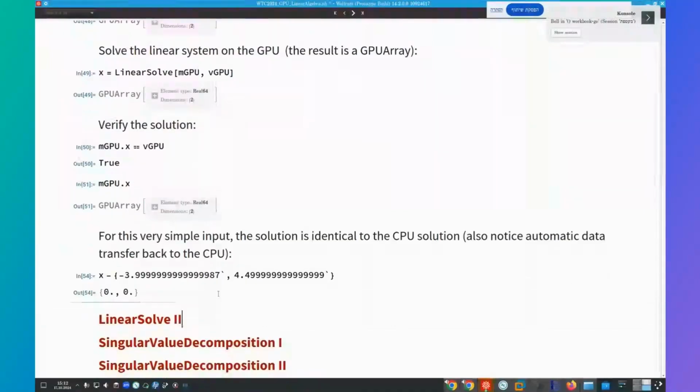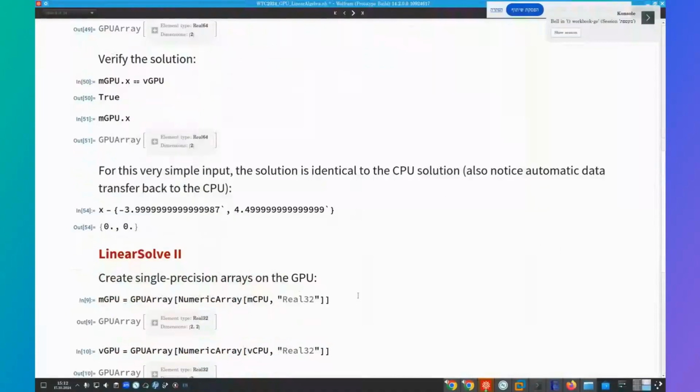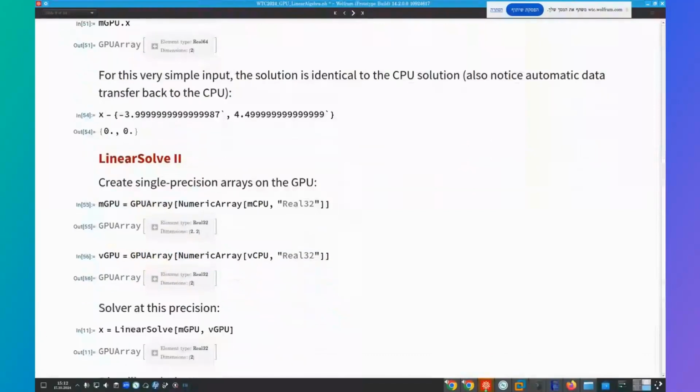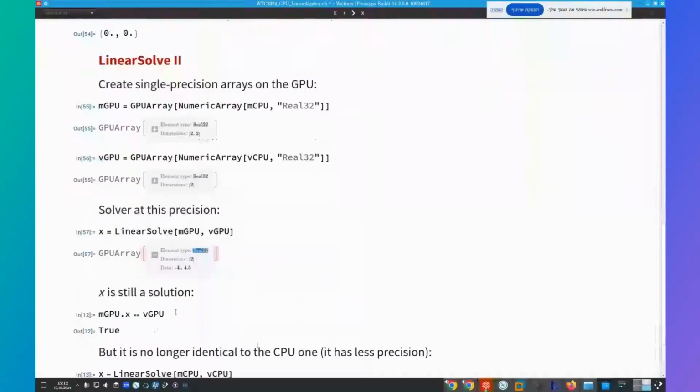Here's my second example. Now I'm going to take the same data, but first convert it to real 32 or floats. I do the same thing for the vector, and I can linear solve that, and lo and behold, it's a 32-bit solution, or a 32-bit reals solution.